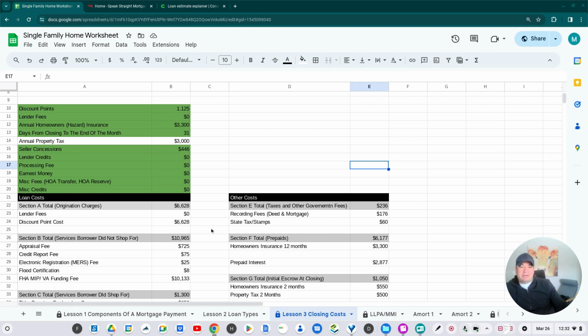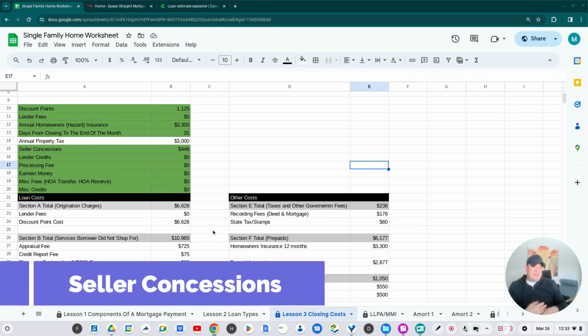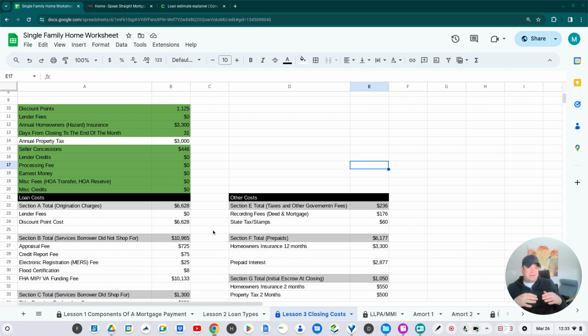Okay, next section, seller concessions. This is one of the reasons why you want to talk to a lender and a real estate agent early. You can get a substantially better deal in most cases when you have seller concessions. That basically means, let's say you put in an offer on a house that costs $500,000. You can ask the seller, say, okay, Mr. Seller, I'll give you your full offer price, but I want you to give me back $5,000 at closing to help pay my closing costs. And there's a lot of great things you can do with that to get a better deal. I'll have a separate video going over that, but we'll put 0 here for now.